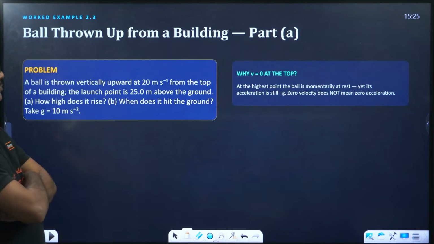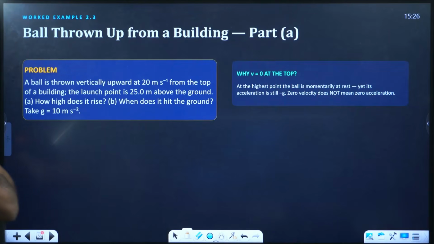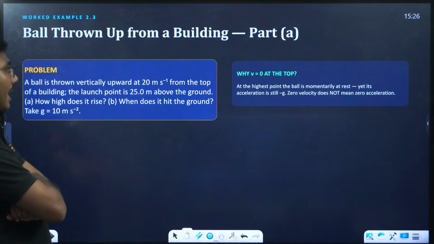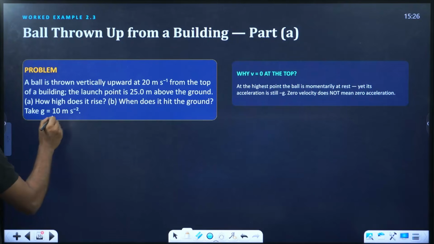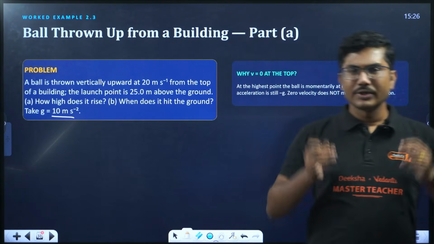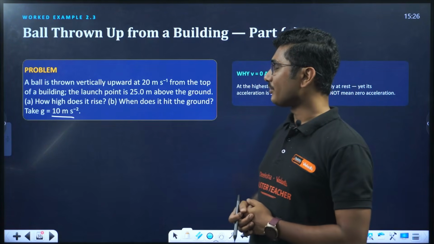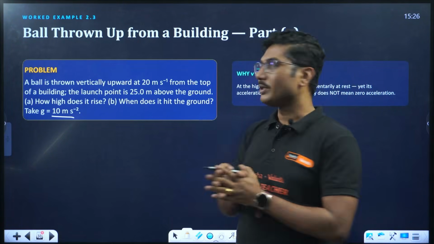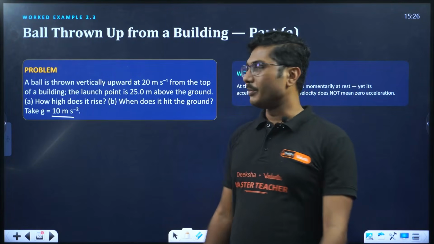The launch point is 25 meter above the ground. How high does the ball rise? When does it hit the ground? Take g equal to 10 meter per second square. In most cases, we will use the value of gravity as g equal to 10 meter per second square. That is the most reasonable assumption, and it saves some time and complicated calculation.